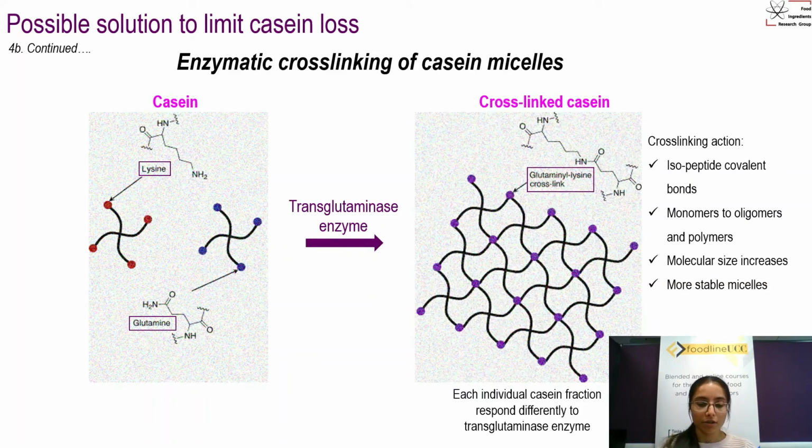Cross-linking action turns monomeric proteins into higher molecular size oligomers and polymers, which also changes the conformation and stability of the protein. So in this case, of the casein micelles. Since casein contains both amino acids, lysine and glutamine, and it has more open structure than whey proteins, it is regarded as an excellent substrate for this enzyme action.